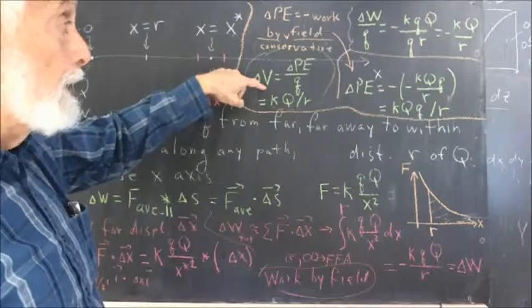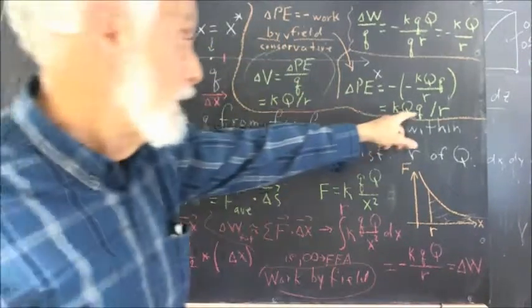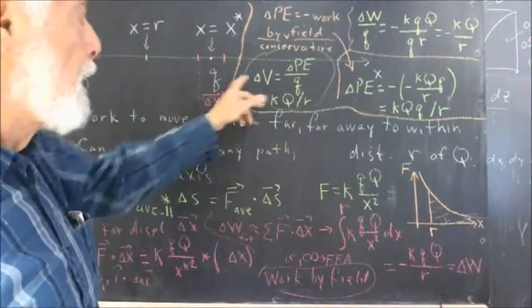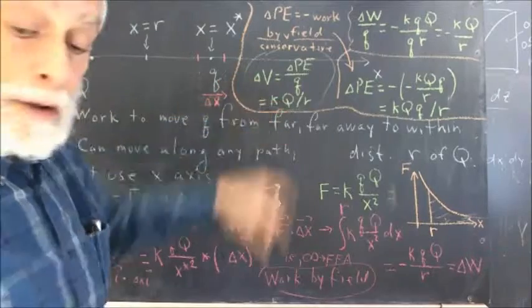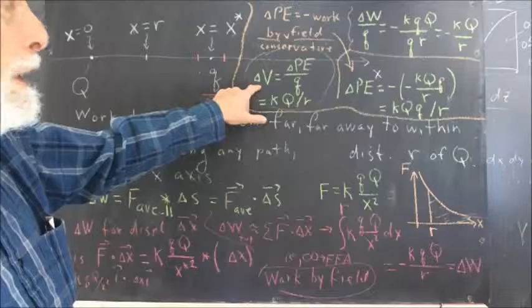Okay, the change in electrostatic potential is change in potential energy over q, and dividing out the little q, we get k times big Q over r. So there's our change in potential energy per unit of charge, our change in voltage.